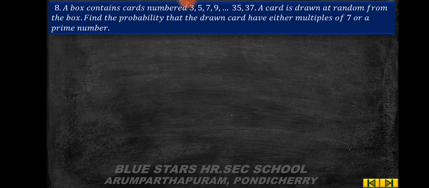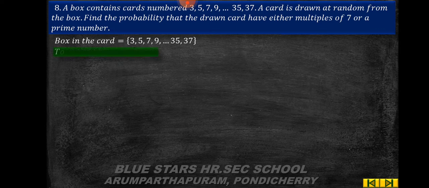Question number 8. A box contains cards numbered 3, 5, 7, 9, etc. up to 35 and 37. A card is drawn at random from the box. Find the probability that the drawn card has either a multiple of 7 or a prime number.